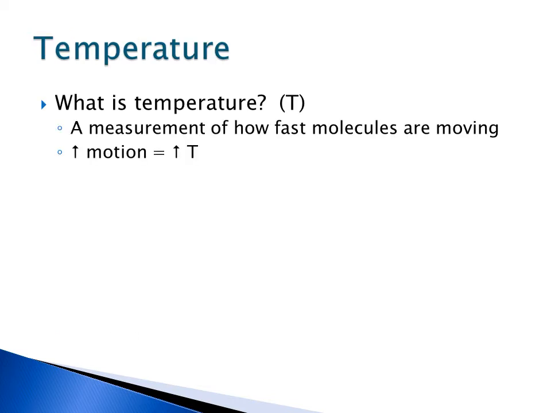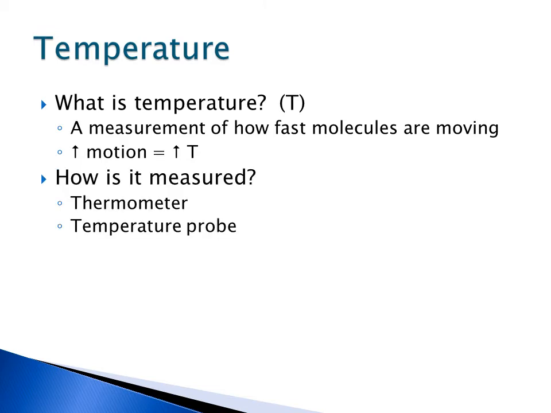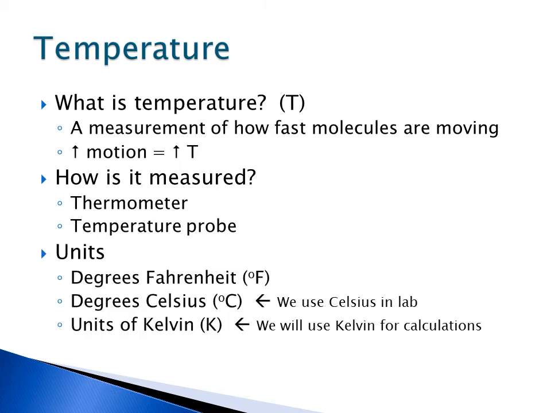Temperature just measures how fast molecules are moving. If we have increased motion, that means that we have a higher temperature. We measure it using a thermometer or a temperature probe. The units that we use in our country for the layperson are degrees Fahrenheit. However, when we're in lab, we use the standard scientific units, which is degrees Celsius. For calculations using gas laws, we want to use Kelvin so that we eliminate the problem of having negative numbers.